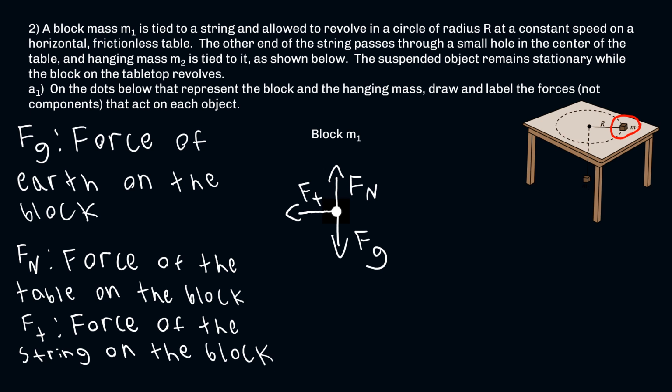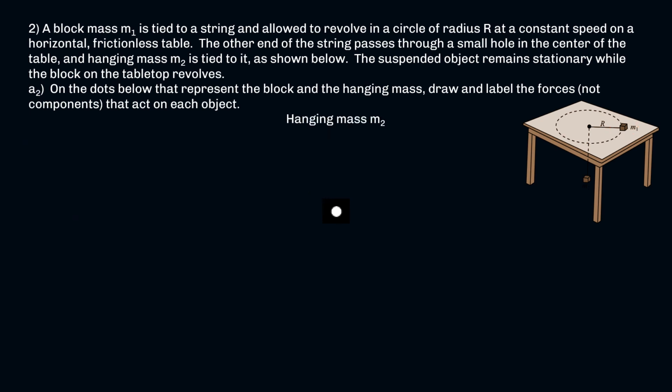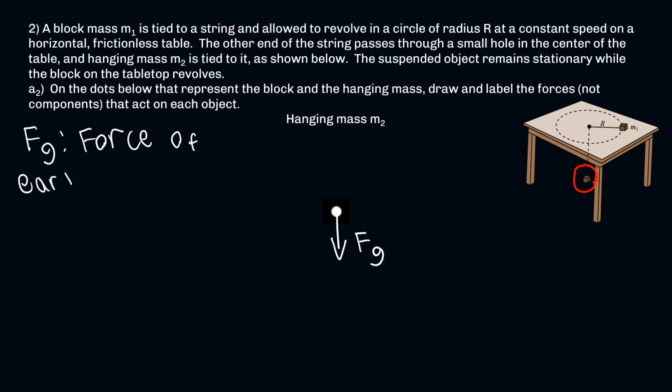So let's move to block M2, or the hanging mass. All right, so take a look at our hanging mass here. This is the mass that is below the table right here, and it has a string attached to it going upwards as it goes through the hole of the table. So look at the forces that we have on this mass. We are going to have, obviously, the weight of the mass, that is Fg, that is going to be always straight downwards. So we have here Fg, and that is the force of Earth on the hanging mass.